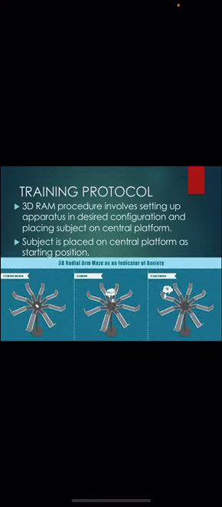Now, what are the training protocols? The 3D radial arm maze procedure involves setting up the apparatus in the desired configuration and placing the subject on the central platform. The subject is allowed to traverse the setup freely and the activity is recorded.